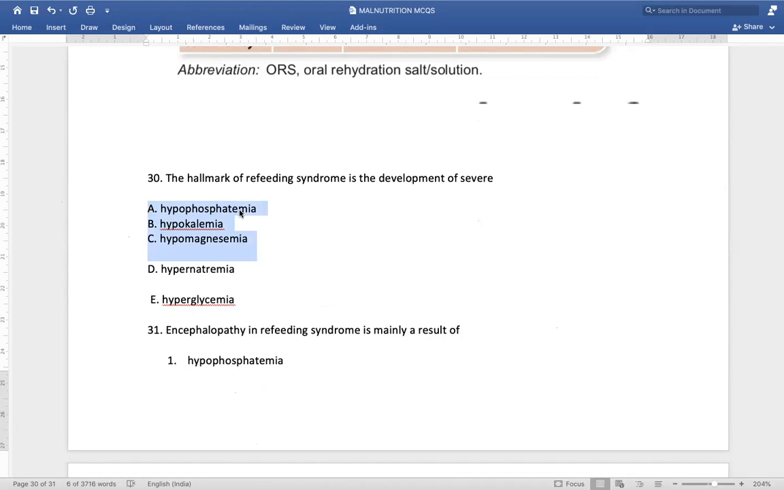What is the hallmark is hypophosphatemia. Okay. So hypophosphatemia, hypokalemia, and hypomagnesemia, all the three are characteristic features of refeeding syndrome. So what is the hallmark if they ask? It is hypophosphatemia. Hypokalemia can be present even in malnutrition also. Hypomagnesemia can be present in a malnutrition child, whereas hypophosphatemia is the hallmark of refeeding syndrome.